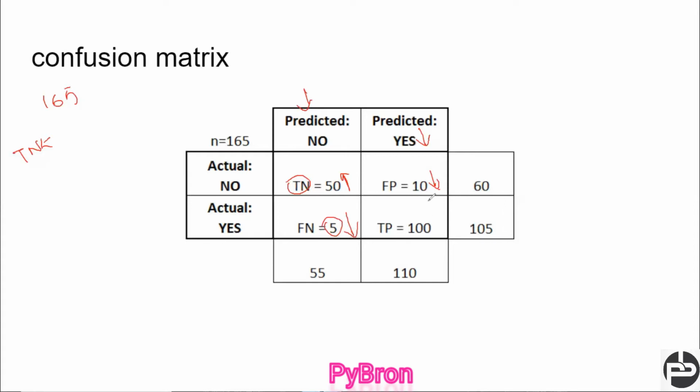Now coming to the true positive case: people actually have cancer and the machine also says yes, you have cancer. This is known as the true positive. True positive means truly identified that you have cancer. How many are there? 100. So the true negative and true positive values should be higher, and the false positive and false negative should be lower. This is known as the confusion matrix.